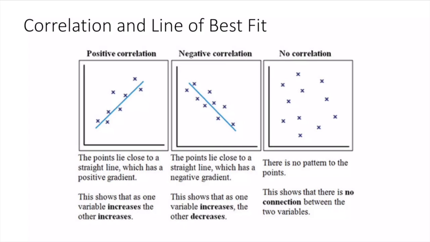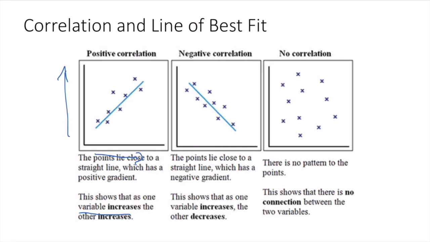Okay, so correlations and lines of best fit. Correlation is how strong a relationship is between two variables. The more related two variables are, the stronger the correlation. The less related, the weaker their correlation. Positive correlation just means we have a positive slope in this case, so we're going up to the right. It means that as one variable increases, the other also increases.